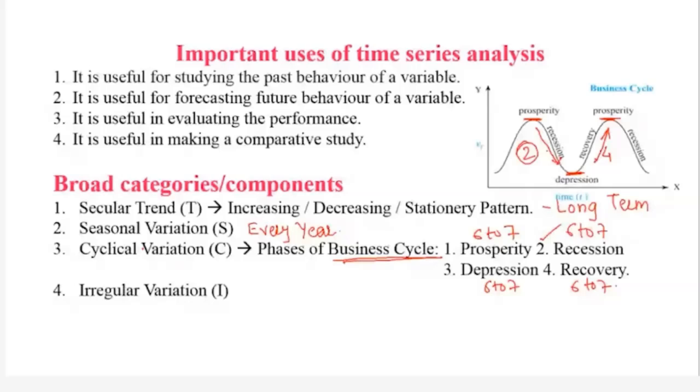Okay, so secular को क्या बोला? Long term. Seasonal, every year. Cyclic, fourth. In cyclic, the cycle is having 4 parts. The topmost is the prosperity, the bottommost is depression. From prosperity towards depression is called as recession, and depression to prosperity upward is called as recovery. Yes, calamities are unpredictable. So that is irregular.